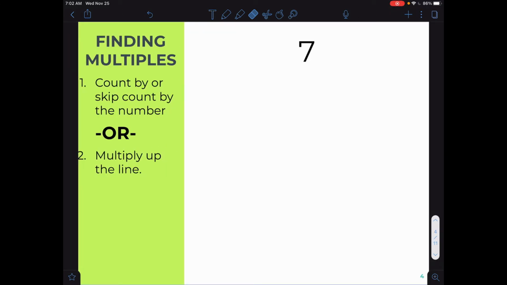So let's quickly practice finding the multiples of 7 by using a count list or a skip list, and then I'll show you what we mean by multiply up the line. If I count by 7, I start with 7. 7 more is 14, 7 more is 21, 7 more is 28. And this list would continue.